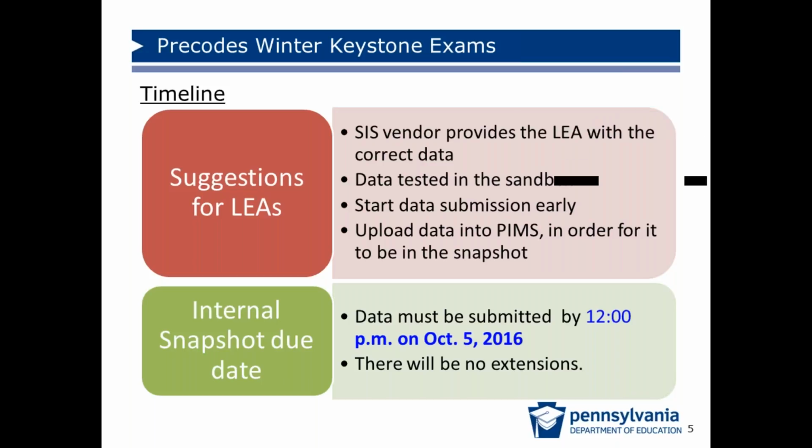There are pre-snapshot verification reports that are available in the sandbox and Cognos verify reports prior to October 5th to help you upload or correct your data. One change from last year is that PDE is no longer requiring ACS for the Precode internal snapshot. So that includes the PSSA and the Keystone Precodes. The only time Precode ACSs will now be required will be for the PSSA and Keystone accountability internal snapshots in April and May of the next year, this school year.